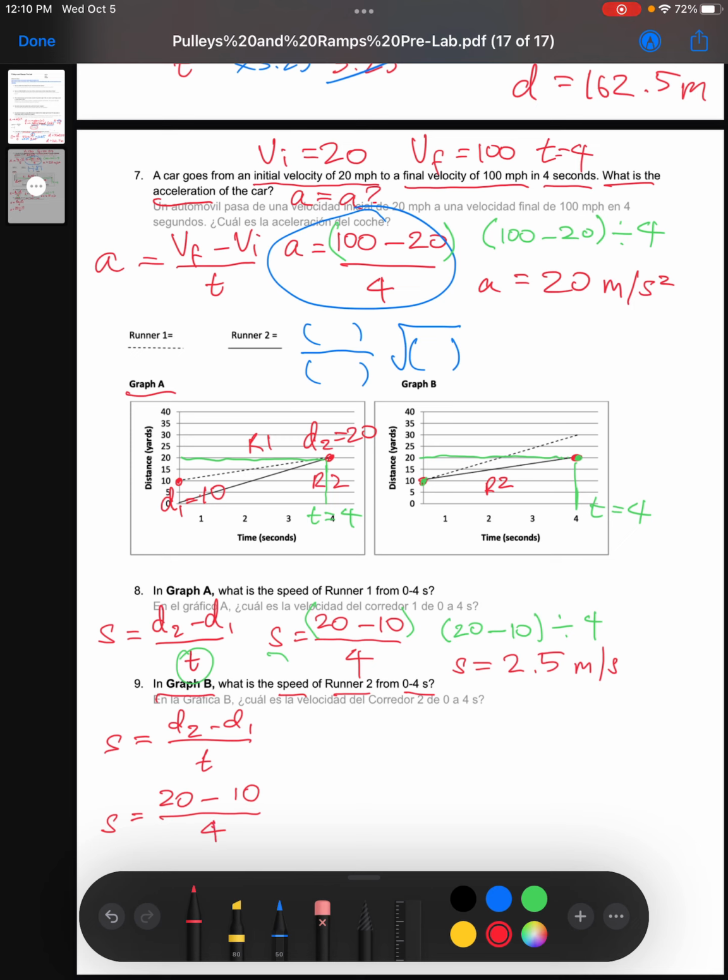So in our calculator, where would we put parentheses in this equation? We would put parentheses here because it's in a fraction. So in our calculator, we would type parentheses 20 minus 10 parentheses divided by 4, and that gives us 2.5 meters per second.